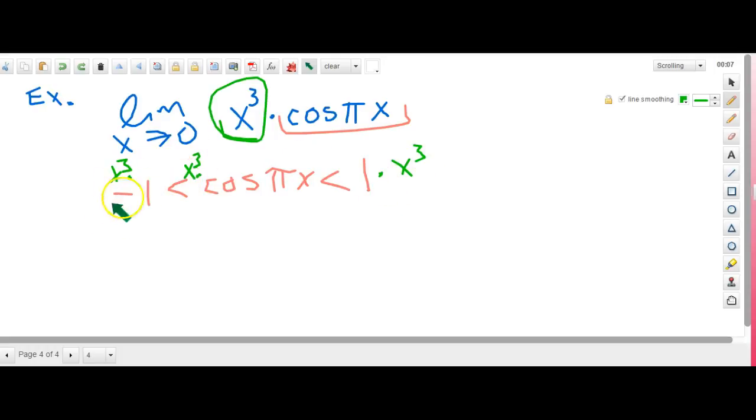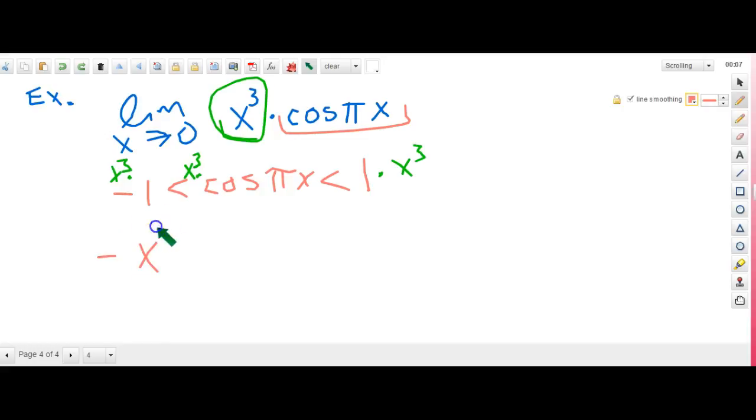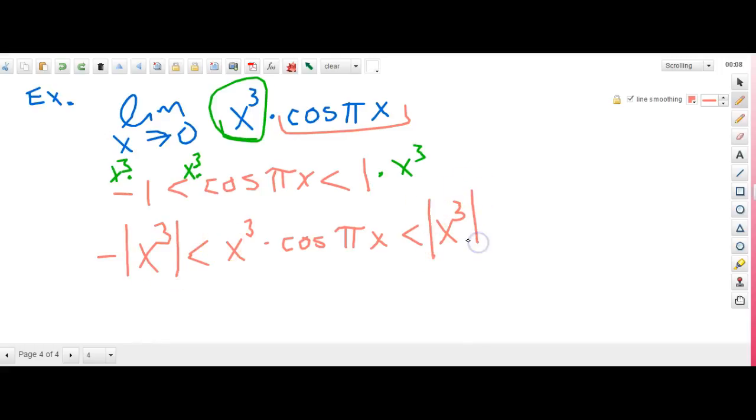So that will give you negative x cubed less than x cubed times cosine of pi x less than x cubed. Now we do have to be a little particular. It's not going to affect really the overall problem, but technically we do need an absolute value sign around this x cubed and around this x cubed.